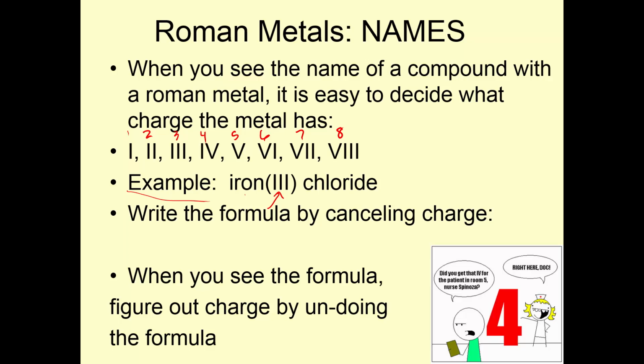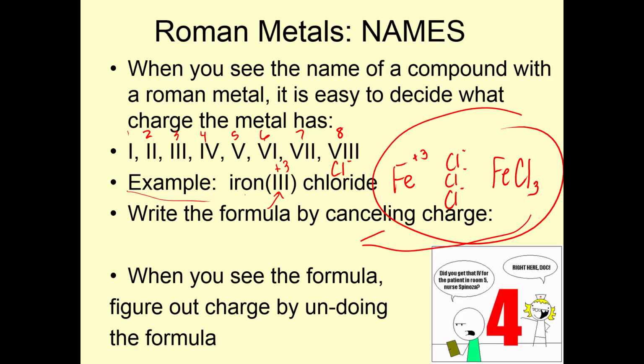So I know this is the symbol for iron. And then I look on the periodic table, and iron doesn't have an always charge. So this Roman numeral tells me it's +3. Chloride is Cl, and I look on the periodic table, and I know it's a -1. So I need 3 of those for every one of those. The chemical formula for iron(III) chloride is FeCl3. You write a formula by canceling the charge, like I just did. Boom. Okay. When you see a formula, though, you have to figure out the charge by undoing the formula.